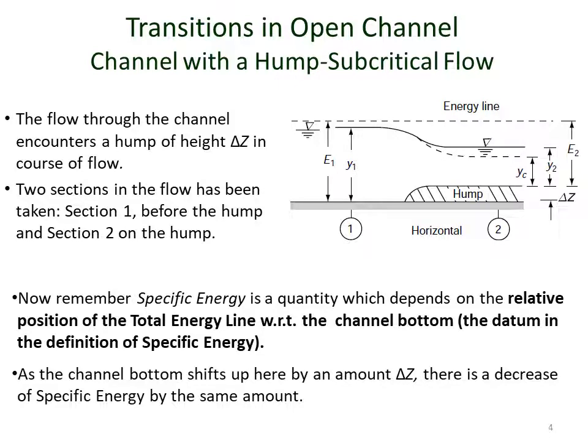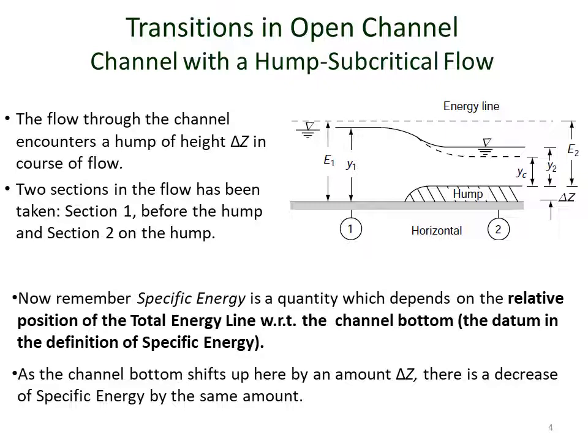Let's also assume that the height of the hump here is delta Z. Note one very important thing here: although the total energy is not going to change as there is no frictional head loss in the channel, the specific energy is going to change due to the existence of the hump in the channel. This is because we know that specific energy is a quantity which depends on the relative position of the total energy line with respect to the channel bottom.